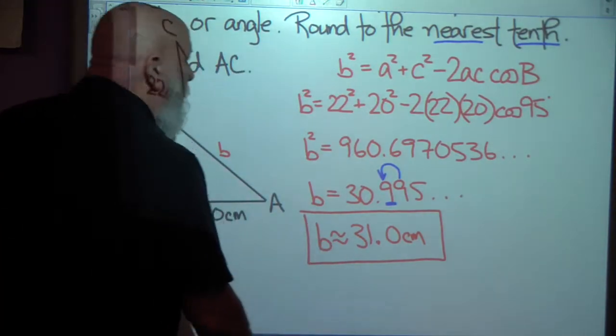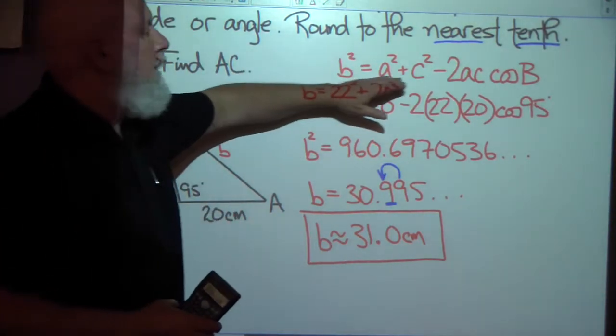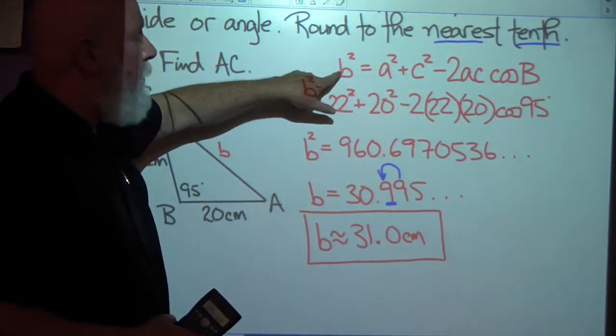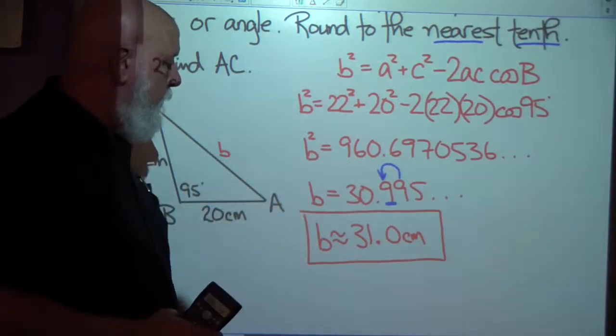And there we go. We used the law of cosines. We just plugged in the stuff we knew and solved for what we didn't know. And in this case, it was almost already solved. All I had to do was take the square root of both sides.